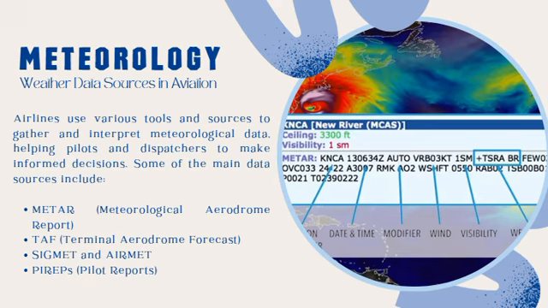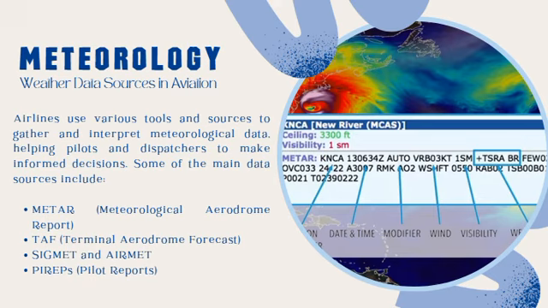TAF, Terminal Aerodrome Forecast. A forecast issued every 6 hours for airports, predicting weather for a specific period, typically 24 to 30 hours. TAFs provide insight into upcoming conditions, including potential storms, changes in wind speed and visibility, which influence flight planning and fuel management.